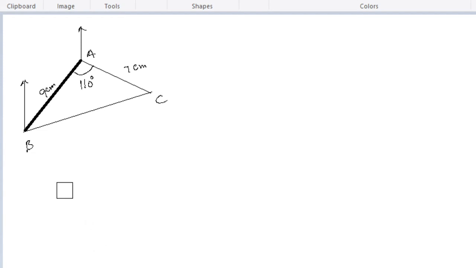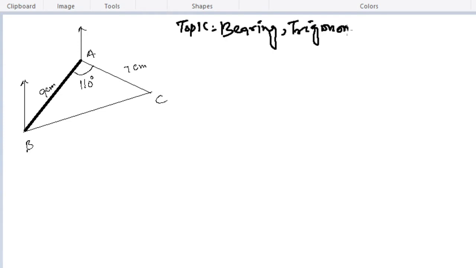This question is a bearing question. So the topic is bearing, trigonometry, IGCSE mathematics. Now, they have given this shape and they say in triangle ABC.